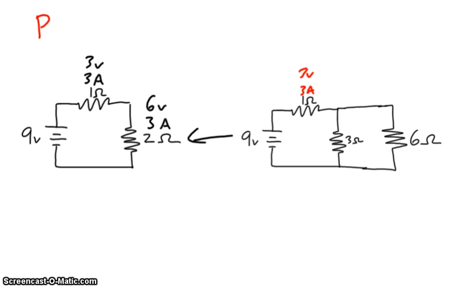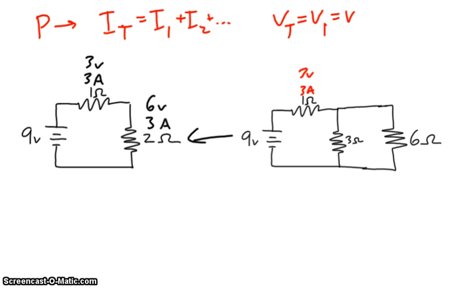Well, let's look at our parallel rules. We know that current in a parallel in total is equal to the current of one branch of the parallel plus the current of the second branch of the parallel, and so on. And voltage in total is equal to the voltage of the first branch, which is equal to the voltage of the second branch, and so on.